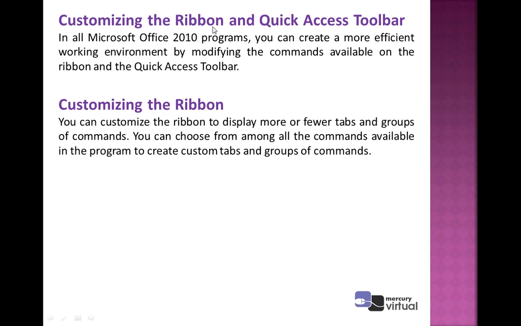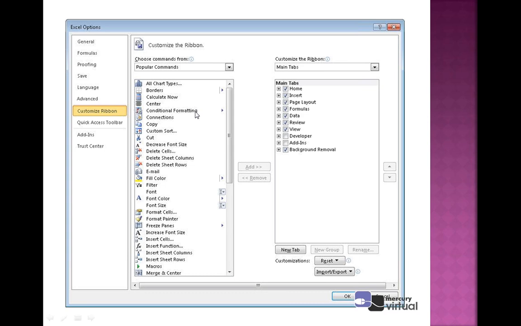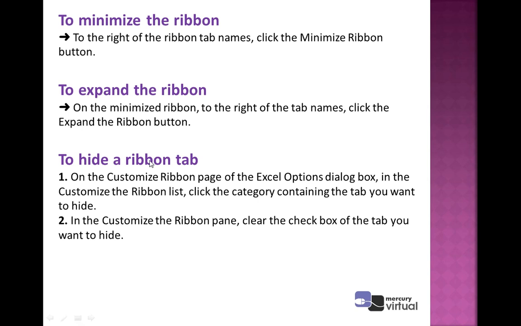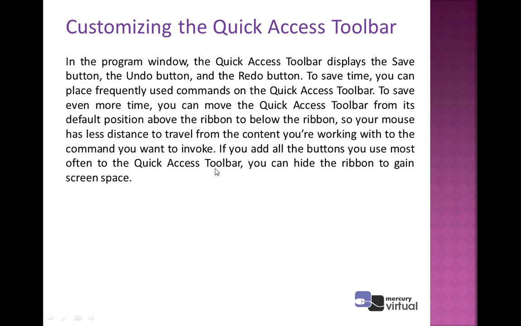Then how to customize the ribbon and quick access toolbar. First of all, how to customize the ribbon. Go to Customize Ribbon. You can either check or uncheck the tabs that are available in these options. When you uncheck, that tab will not be available on the screen. When you check, that tab will appear on the screen. Then how to minimize, how to expand the ribbon, how to hide the ribbon.